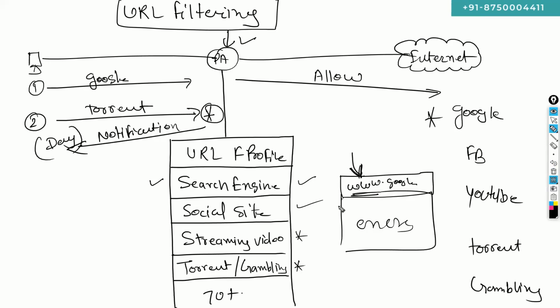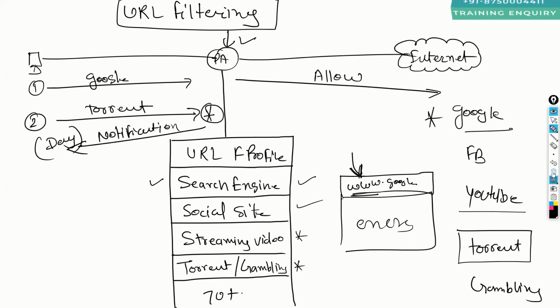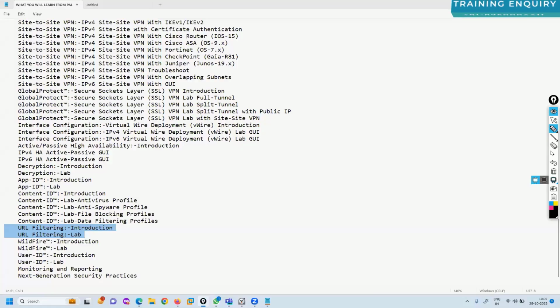Now, with the help of URL filtering, you can control which websites or URLs users can access in your organization, so that you can enable more control on user activities, because normal Google and normal YouTube will not spread viruses and spyware. Mostly these kinds of things are spread by torrent. So if you block torrent website access, we can secure our network in a more protective way with the help of URL filtering profiles.